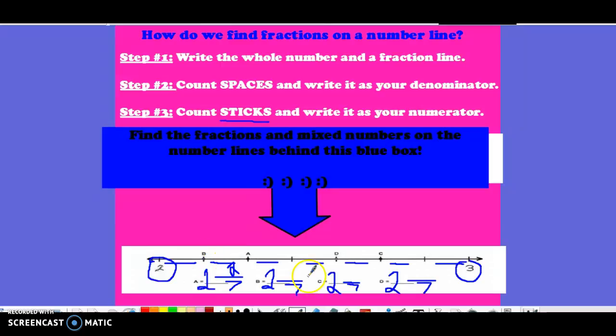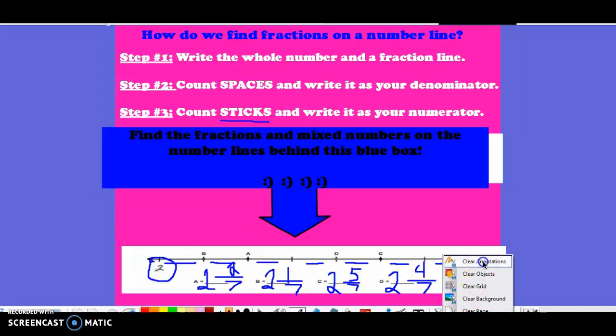B is the first stick after the whole number, so it is 2 1/7. C is 1, 2, 3, 4, 5, so it's my 5th stick, or 2 5/7, and then D is my 1, 2, 3, 4th stick, so it's 2 4/7. So again, whole number first, denominator second with spaces, numerator third to cap it off with my sticks.